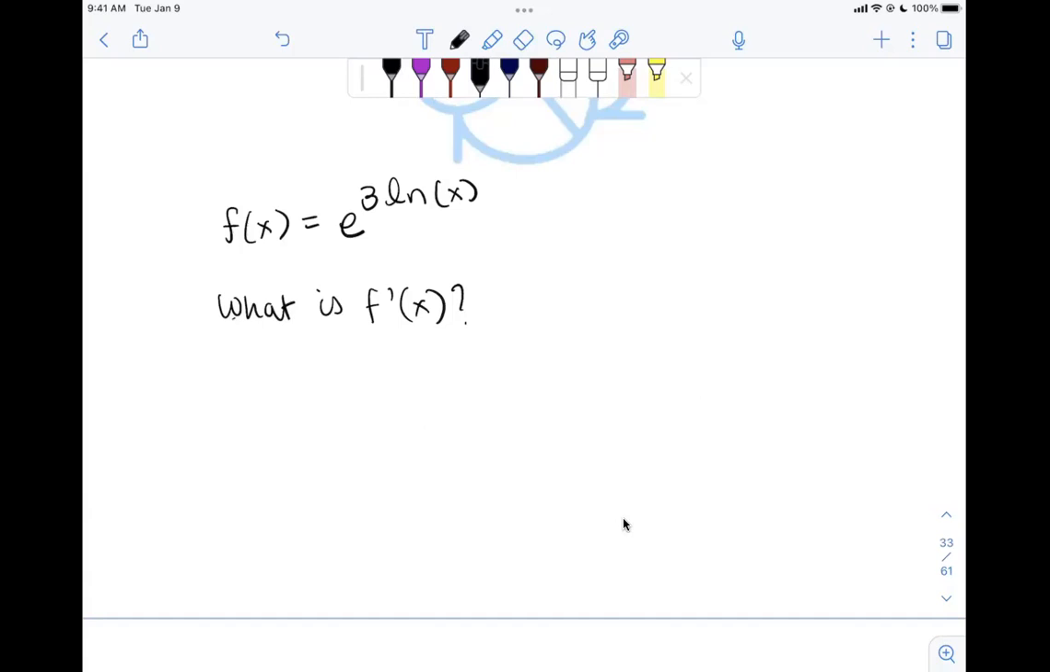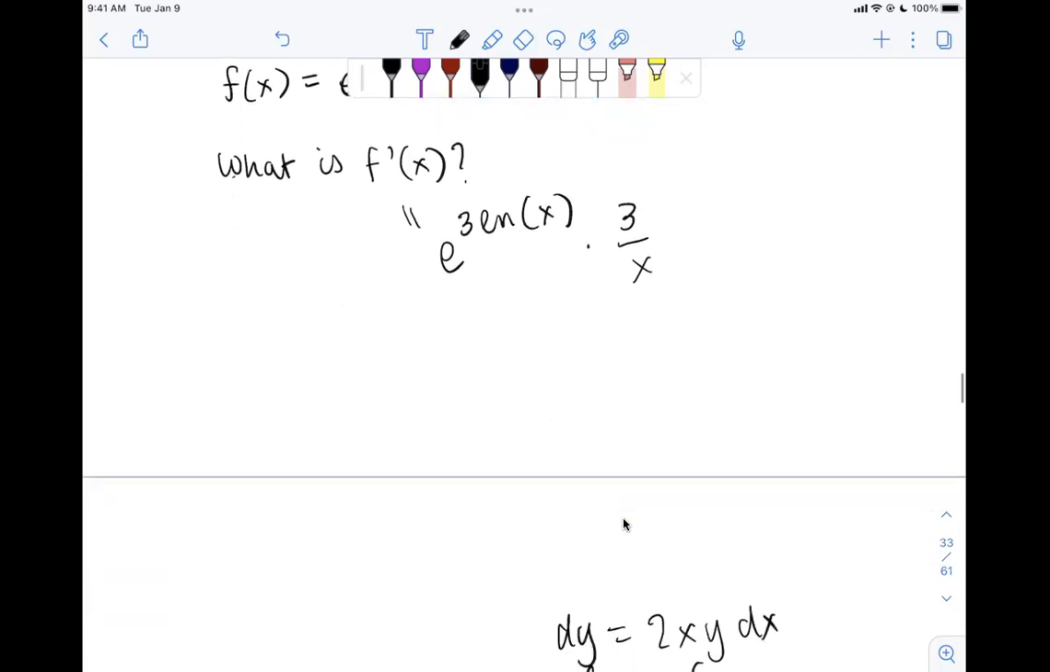All right, so our outer function is e to the x, and the inner function is 3 times the natural log of x. So the derivative of e to the x is e to the x, and we're going to substitute in 3 times the natural log of x. So that's e to the 3 ln x times the derivative of this thing inside, so times 3 times 1 over x, so times 3 over x. That's going to be our derivative.